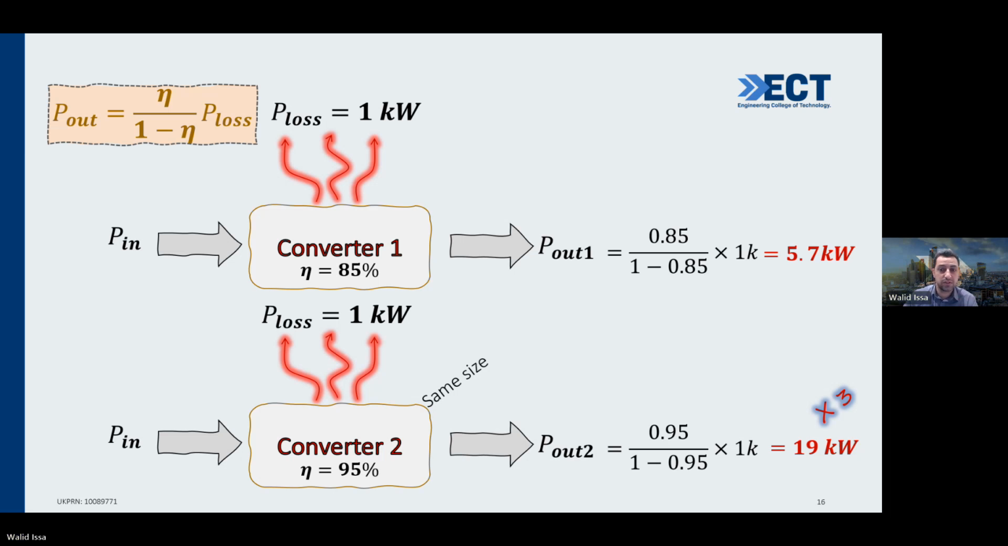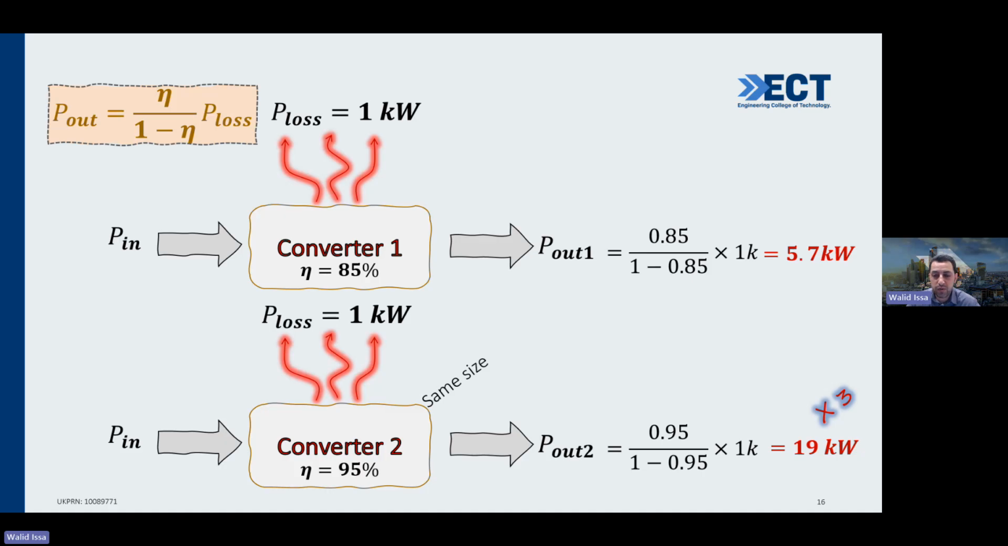To know that, we have just a 10% increment in efficiency. We should apply the same equation, and the same equation gives me 19 kilowatt. So look at 19 kilowatt, look at 5.7 kilowatt. 19 kilowatt is about 3 times the first converter's power out. That means if I use this converter to charge one battery, one car, I can use the second one to charge 3 cars. So we just increased the efficiency by 10%, but the output power at the same losses gives me 3 times more.